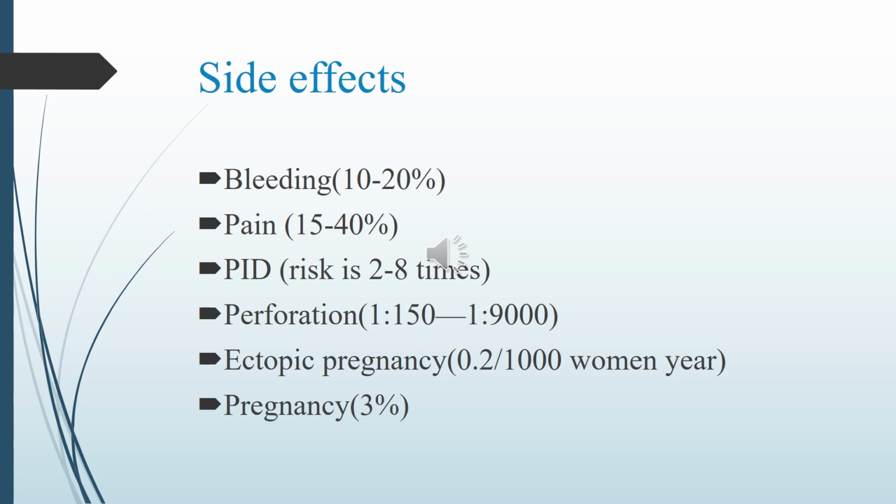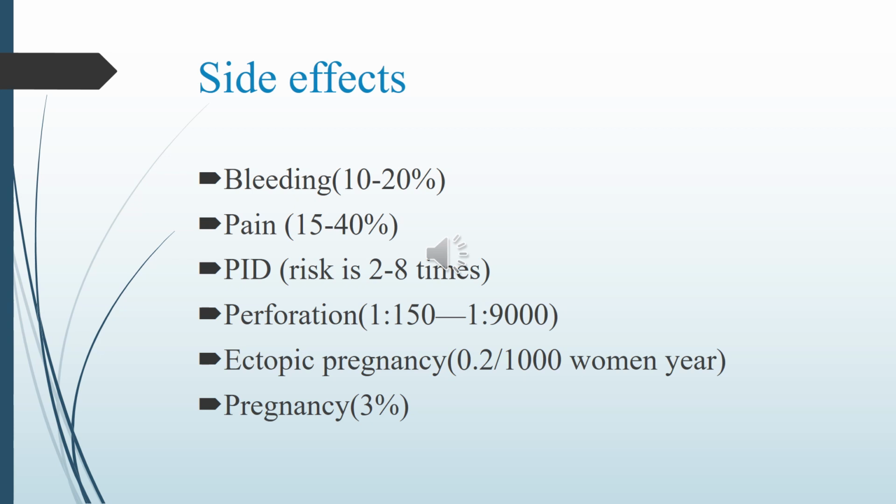Now, another side effect is that ectopic pregnancy can occur, and it usually occurs when an IUCD user becomes pregnant. There usually is a possibility of ectopic pregnancy. Now, the ectopic pregnancy rate per 1,000 women-years in levonorgestrel IUCD and copper-T users is about 0.2 as compared to a non-contraceptive user.